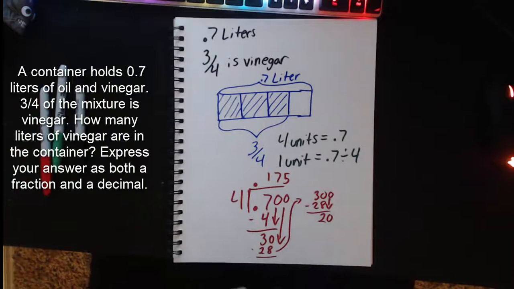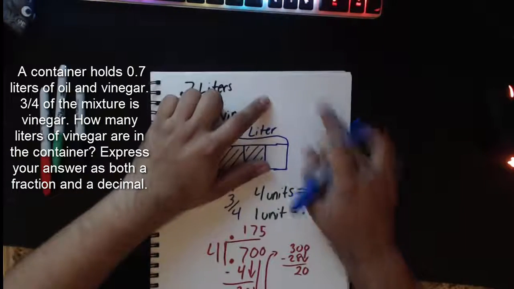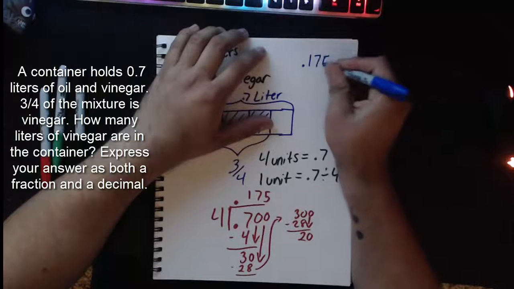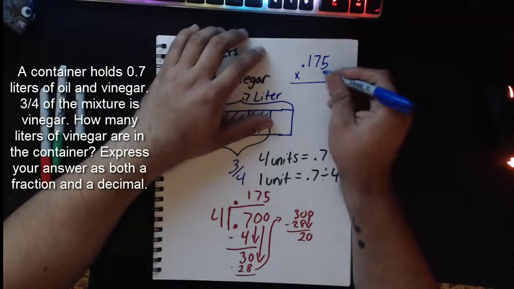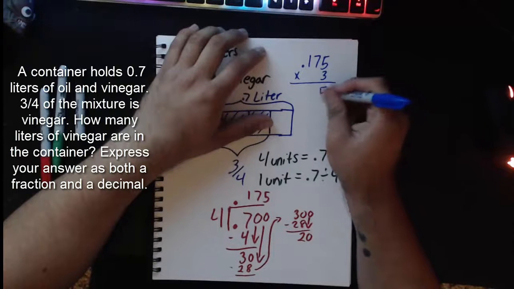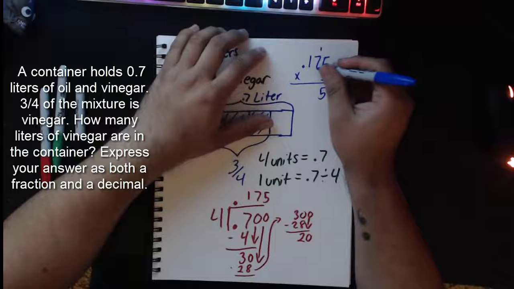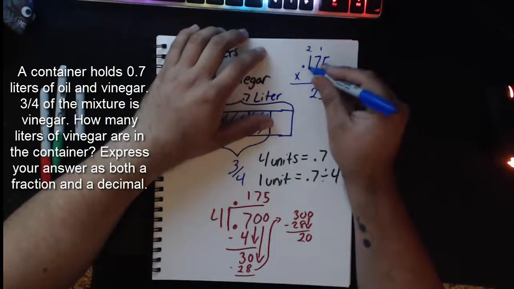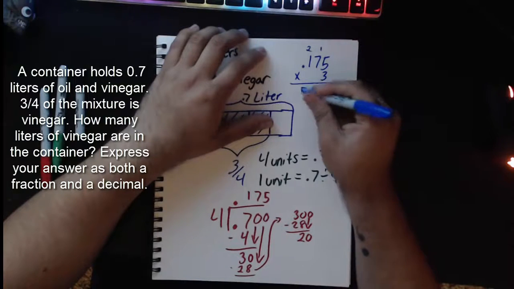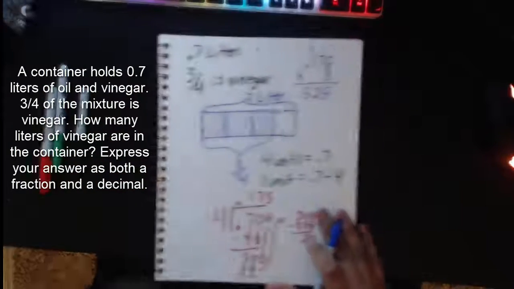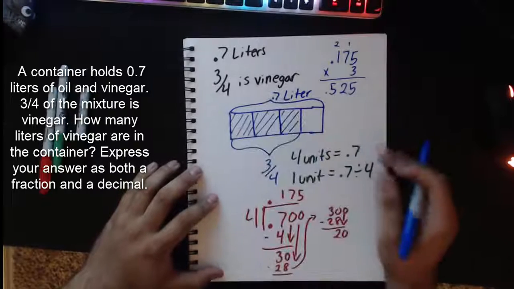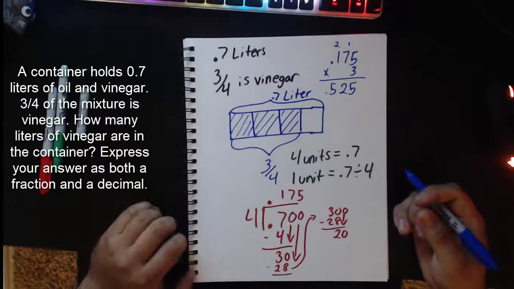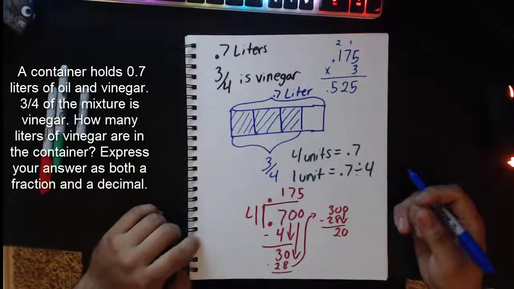And I am going to do that here in this area. So I'm going to have 175 thousandths times 3. 3 times 5 is 15. 3 times 7 is 21, 22, because we're adding the 1. Here's my 2 carried over. 3 times 1 is 3, plus 2 is 5. So 3/4 of the vinegar in this liter, 0.525, is how much is in the container.